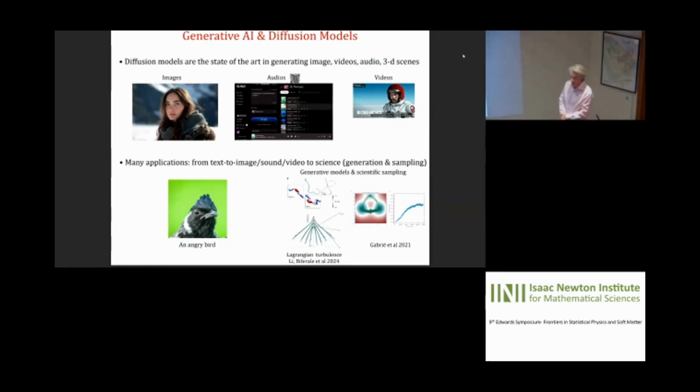And they're also used in science, and you will hear about this in the next talk by Eric, about the application of generative models to do, let's say, better sampling, if possible, or to produce complex dynamics, for example, like in this case of Lagrangian turbulence done by Luca Biferale et al. Or, for example, to compute entropy production. Again, you will hear Eric about this.